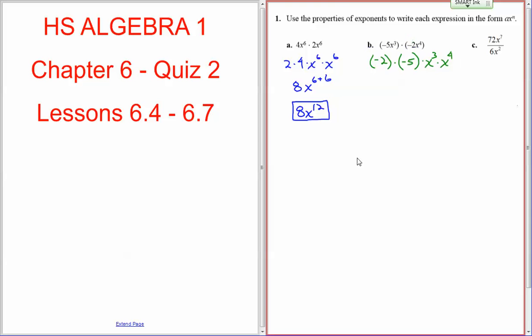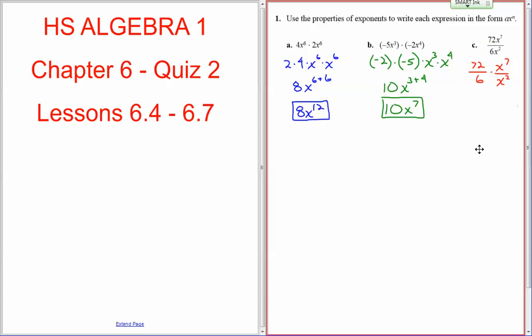Alright, on B, again, I can use the commutative and associative properties of multiplication to rewrite this. I can then do negative 2 times negative 5 is 10. And I'm multiplying the x to the third and x to the fourth, and since they have the same base, I can add their exponents, 10x to the seventh.